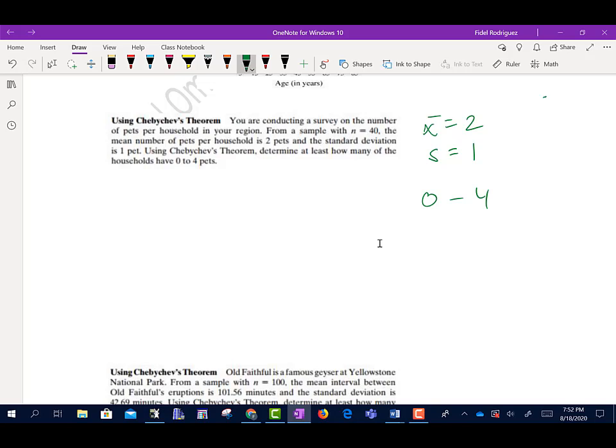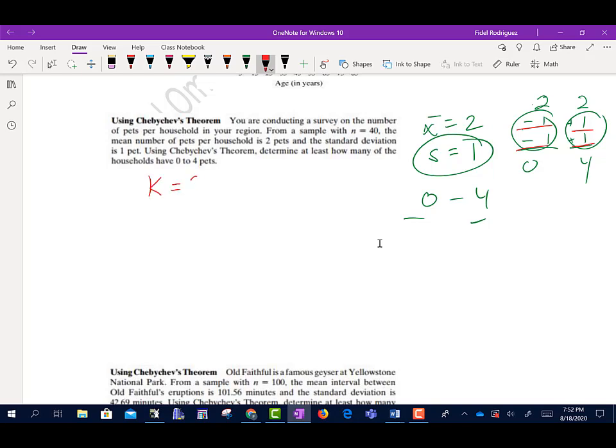If I take my number 2 and I subtract 1 and then I subtract 1 again, I get 0. And if I take my number 2 and I add 1 and I add 1 again, I get 4. So this here is telling me how many times I have to subtract or add my standard deviation. I had to do it twice. All that's telling me here is that my number k is equal to 2.